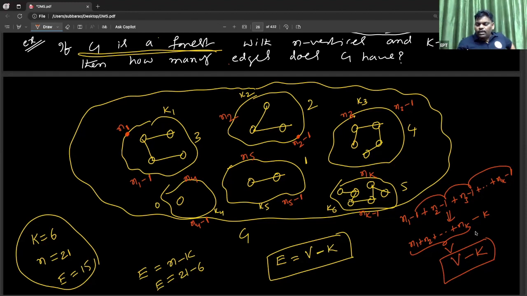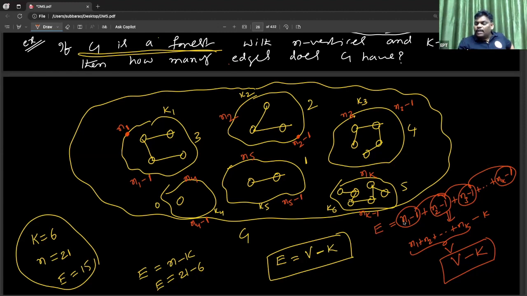Total edges are these many. Total edges E is equal to this much. First one contains n1 vertices. Edges are n1 minus 1. Second one contains n2 vertices. Edges are n2 minus 1. Third one contains n3 vertices. Edges are n3 minus 1. Last one contains nk vertices. Edges are nk minus 1.